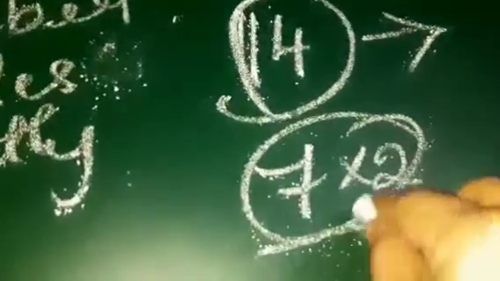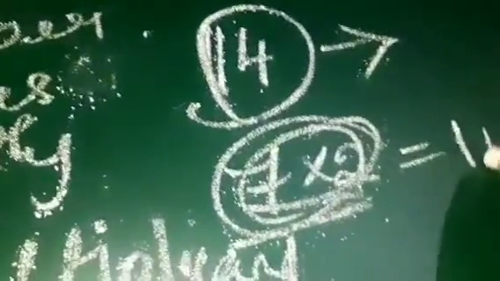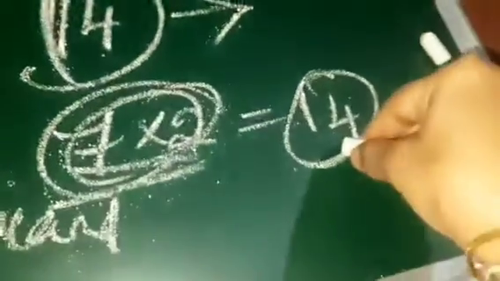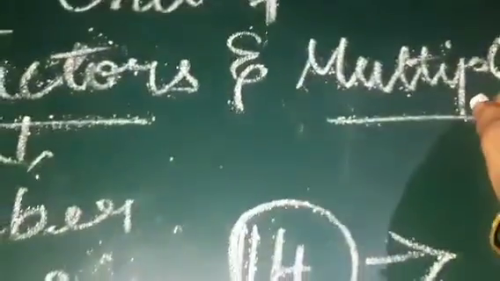The factor is also called the multiplicand, whereas if we multiply these two numbers, we will get the product as 14. The product that we get by multiplying the two factors is called the multiple.